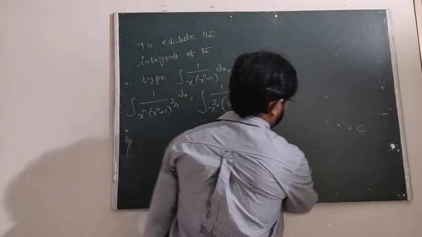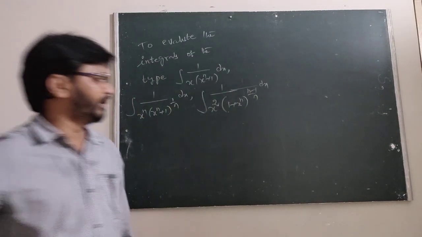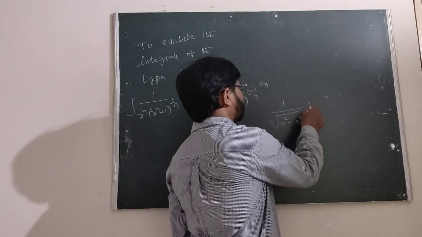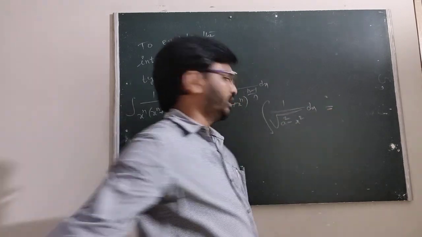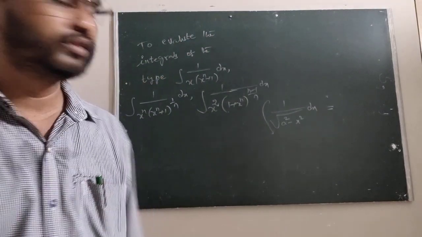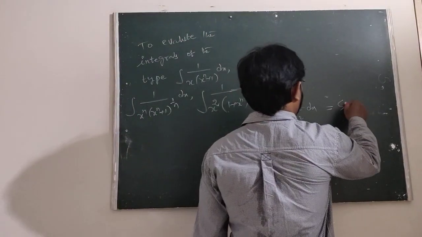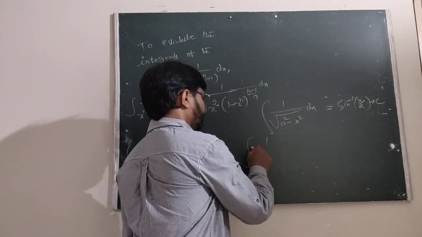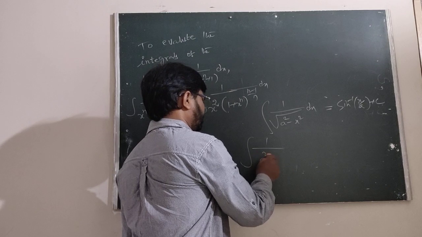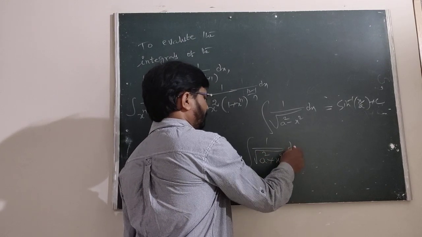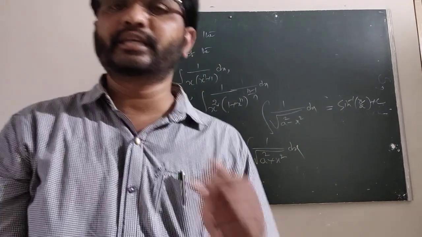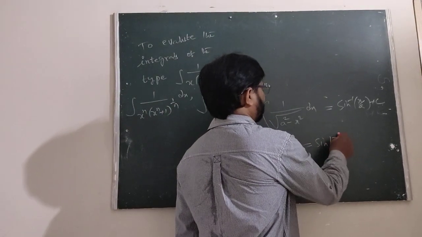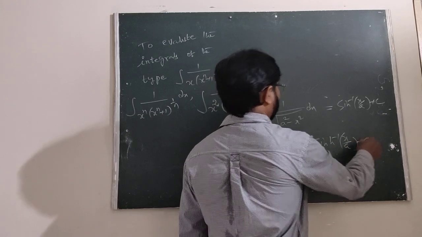Now we go to the next three. The integral of 1 upon root of a square minus x square into dx is sine inverse of x by a plus c. After that, the integral of 1 upon root of a square plus x square dx is sine h inverse of x by a plus c. This is the form sine h inverse of x by a plus c.